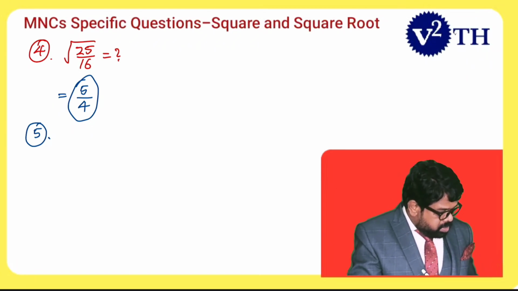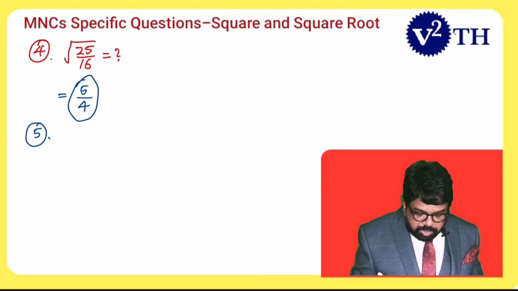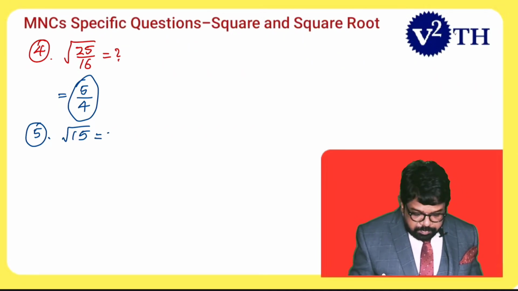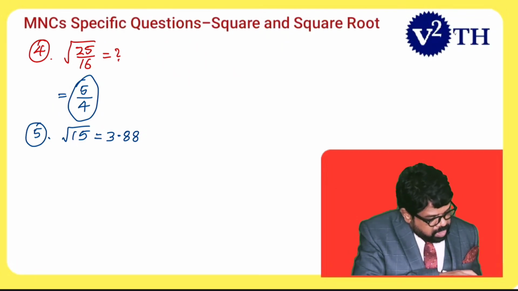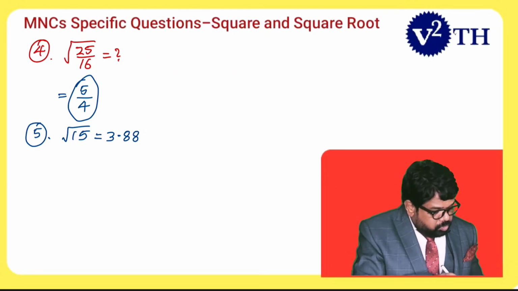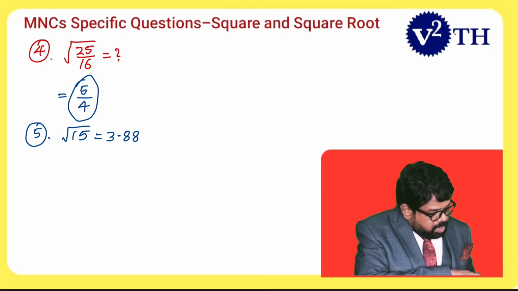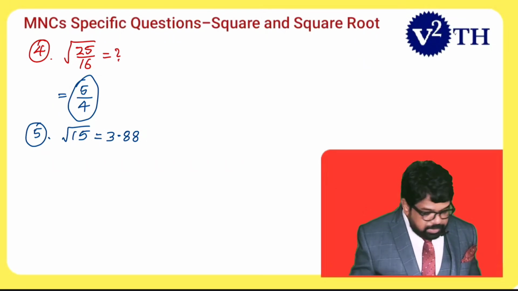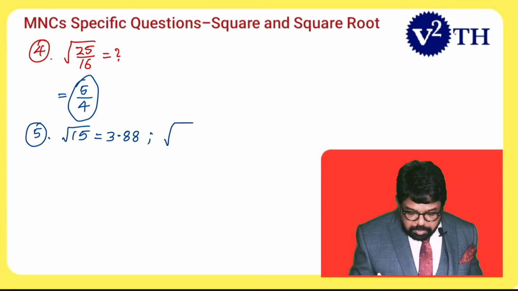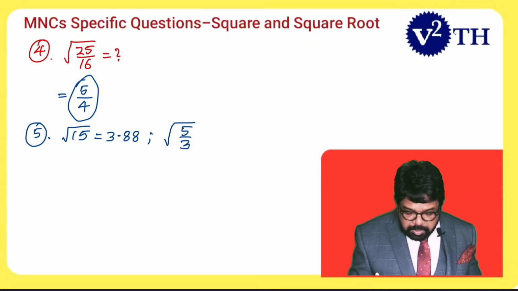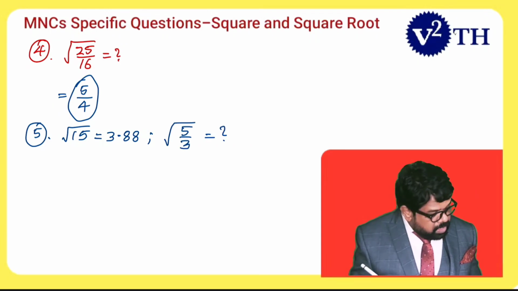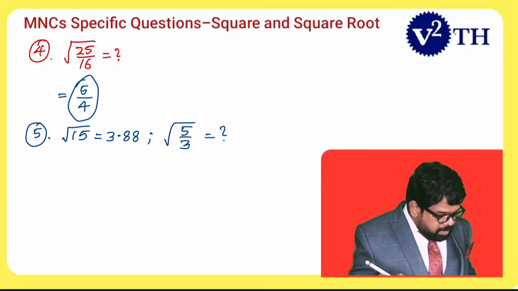All these are previous questions. Now here, root 15 is given. If root 15 is equal to 3.88, it is given. Then what is the value of root 5 by 3? You have to calculate the value of root 5 by 3 using this.